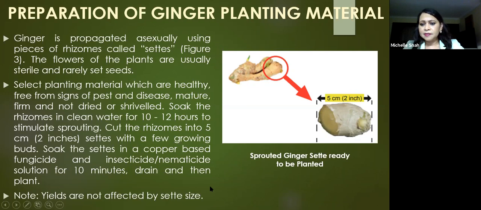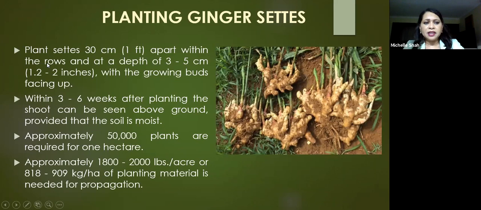So from a sprouted ginger set, we have to cut them in 2-inch lengths to be planted. Planting of the sets. Plant sets 1 foot apart within rows and at a depth of 1.2 to 2 inches with the growing buds facing up.